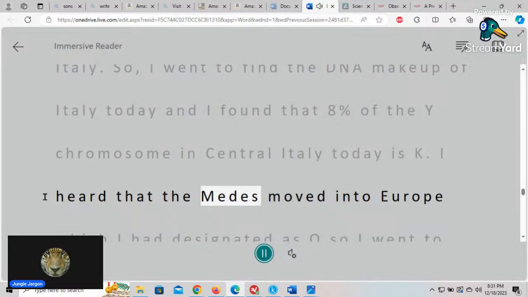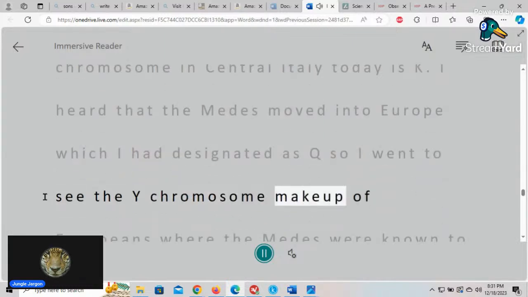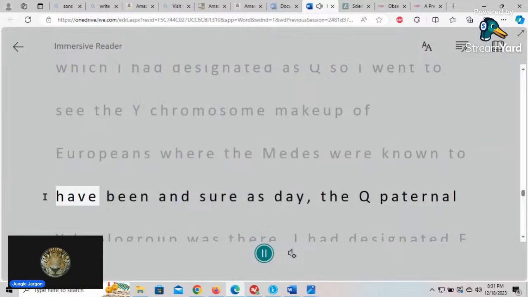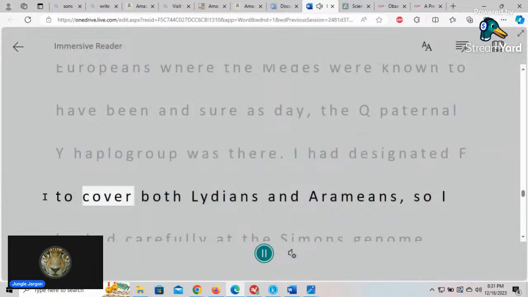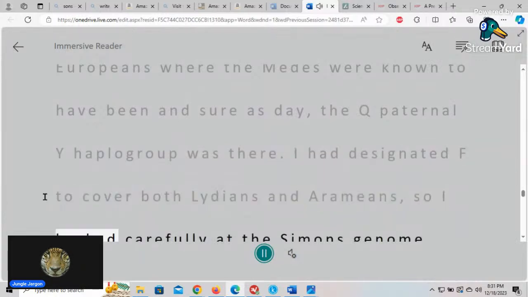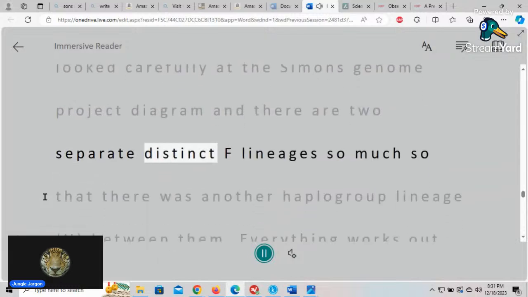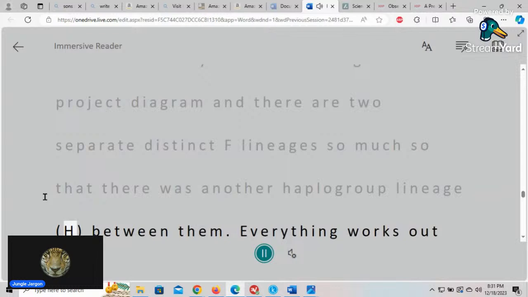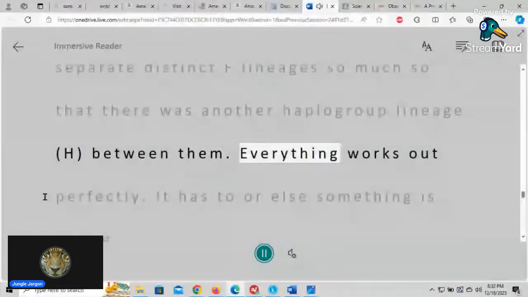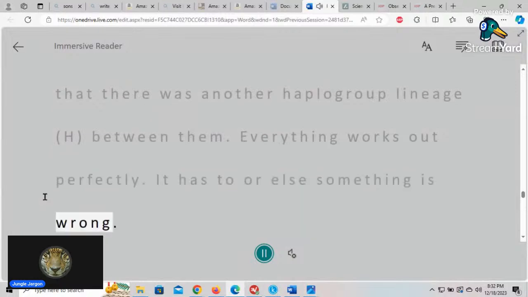I heard that the Medes moved into Europe, which I had designated as Q, so I went to see the Y chromosome makeup of Europeans, where the Medes were known to have been, and sure as day, the Q paternal Y haplogroup was there. I had designated F to cover both Lydians and Arameans, so I looked carefully at the Simons Genome Project diagram, and there are two separate distinct F lineages, so much so that there was another haplogroup lineage, H, between them. Everything works out perfectly. It has to, or else something is wrong.